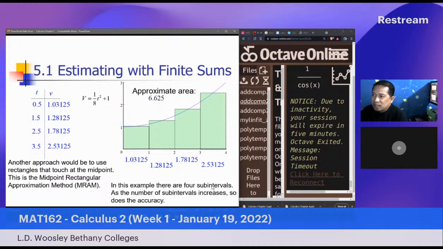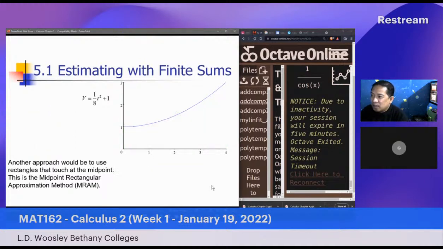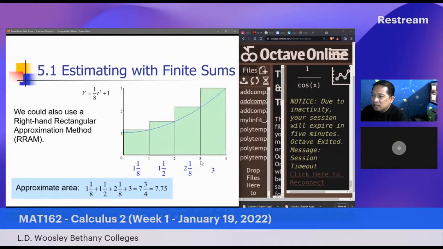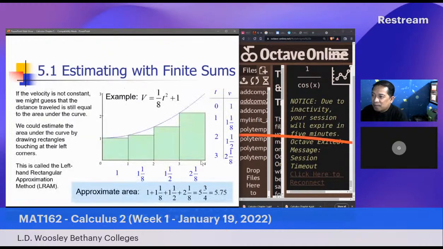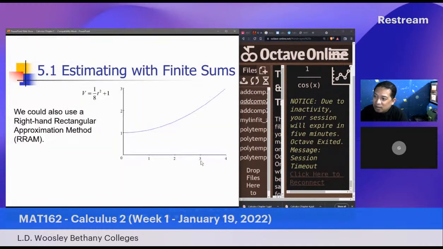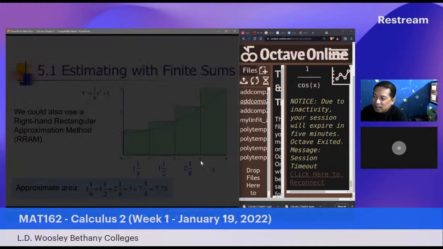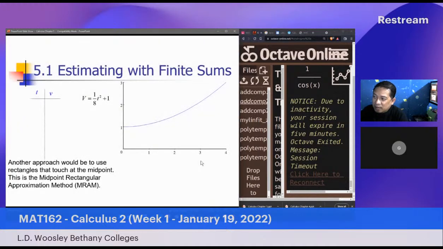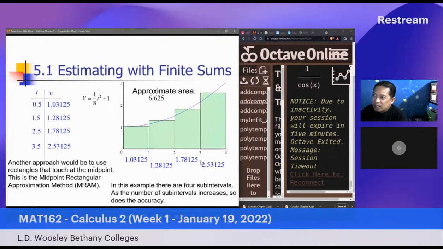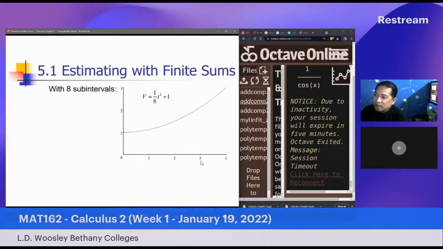This one, approximate area is somewhat in between the left hand and the right hand. Kanina, may recall yung kanina. Ito, yung right hand, 7.75. And then yung 5.75 naman yung left hand method. So we will be expecting for the middle somewhat in between 5.75 and 7.75. Which is, ano nga ba yung area niya? 6.625.